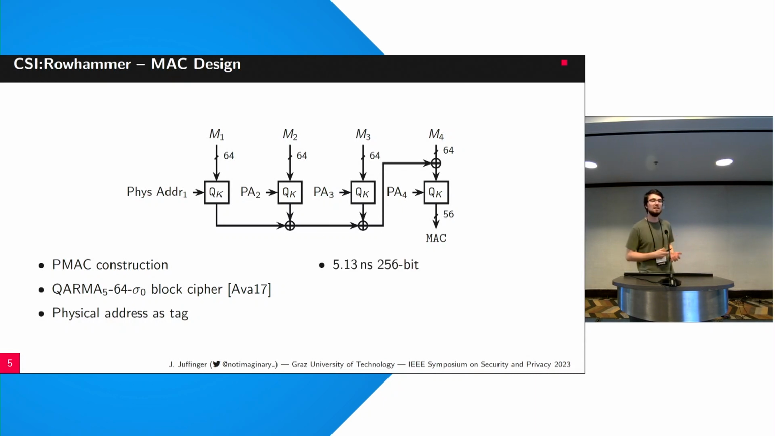And with this design, we can compute the MAC of 256-bit data in only 5.13 nanoseconds, and for 512-bit data in 6.6 nanoseconds, which is small compared to the 100 nanoseconds it approximately takes to access the DRAM.